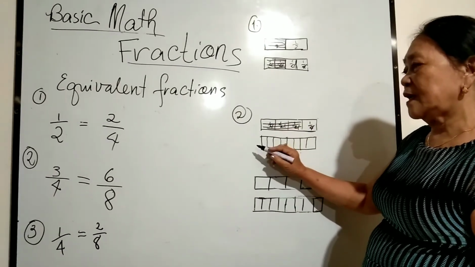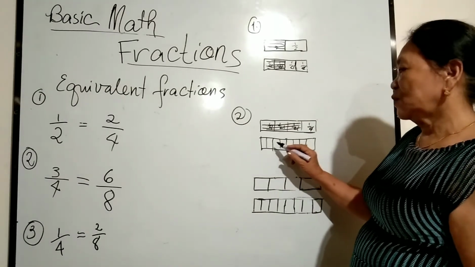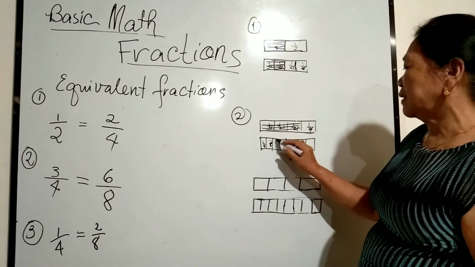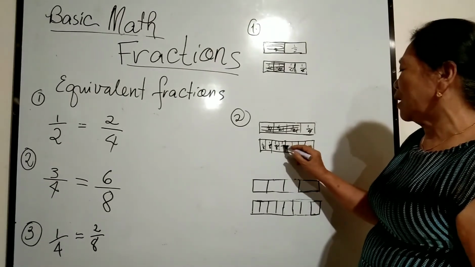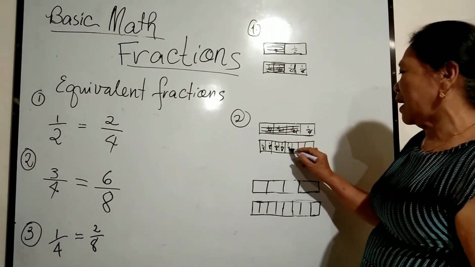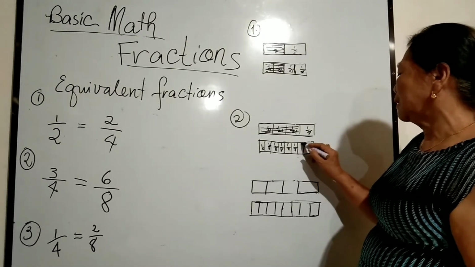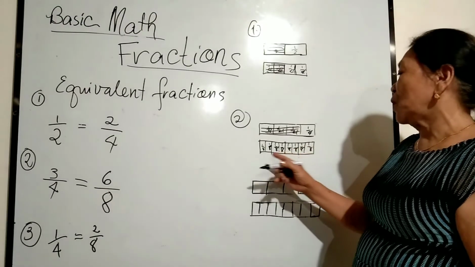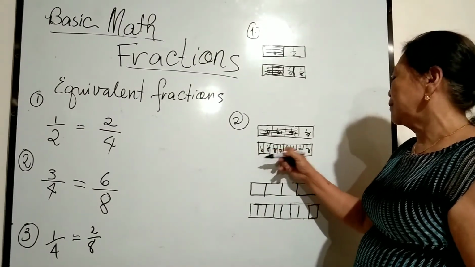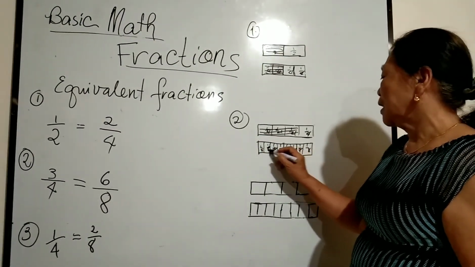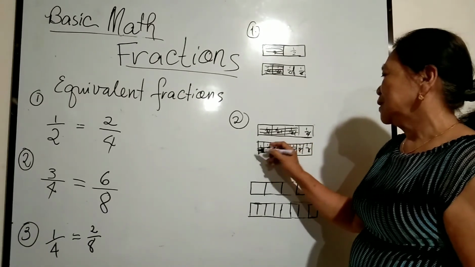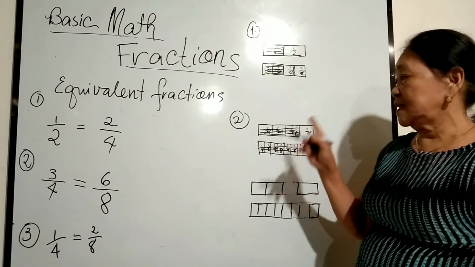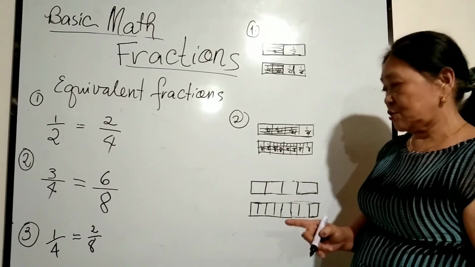Now we have here the second one, 6/8, eight parts of 1/8 each. I will take 6 parts. 1, 2, 3, 4, 5, 6. Look, they are just the same. So the 3/4 and 6/8 are just equivalent fractions.